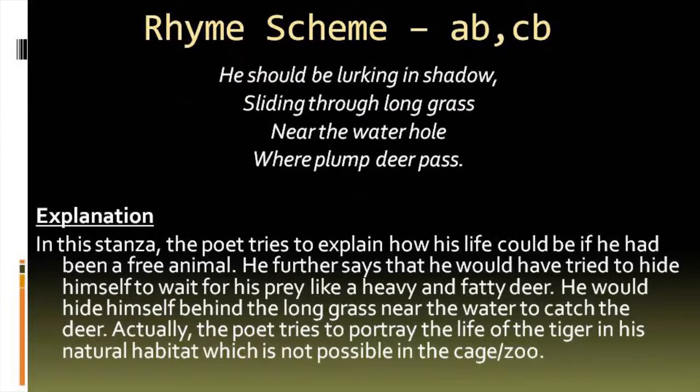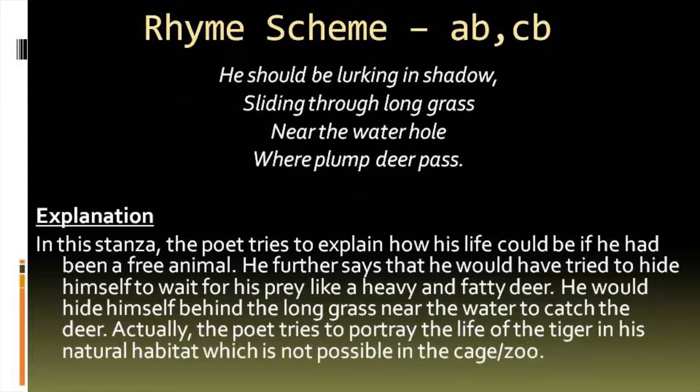The next stanza also begins with the same personification. He should be lurking in shadow, sliding through long grass near the water hole where plump deer pass. So we find a difficult word also, lurking. Lurking means to be hidden, as to wait for prey. Prey means to hunt. Now the poet is imagining what this tiger would be doing if he were free. He should be lurking, meaning hiding himself in shadows. Shadows mean the darkness. Sliding through long grass, he would be moving, hiding, through the long grass.